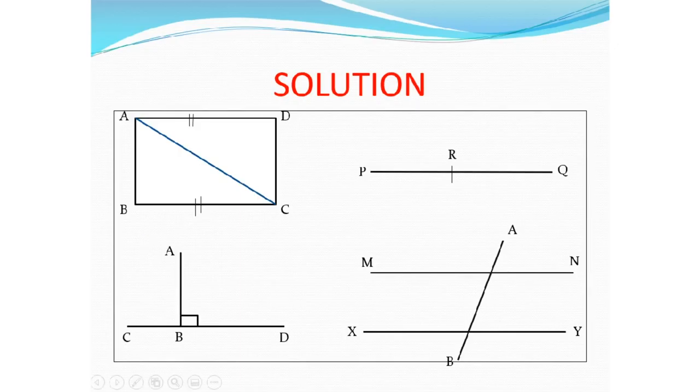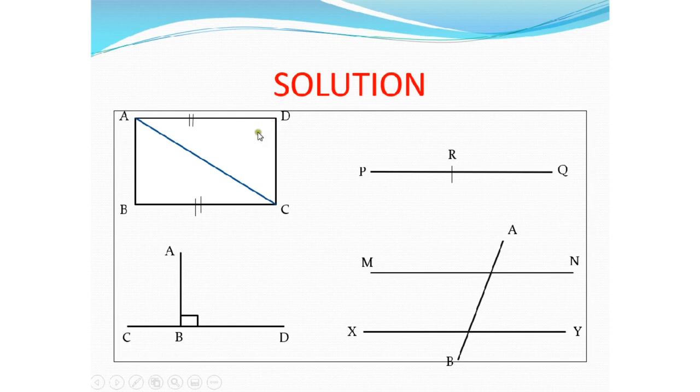Solution. Rectangle ABCD cut by a transversal AC. You can see that this line is drawn from this vertex to this other vertex, so it is joining two vertices. It means we can also draw another transversal, which is BD, because this vertex formed by line AB and BC can join to that one. So we can also have BD, but it was not asked.